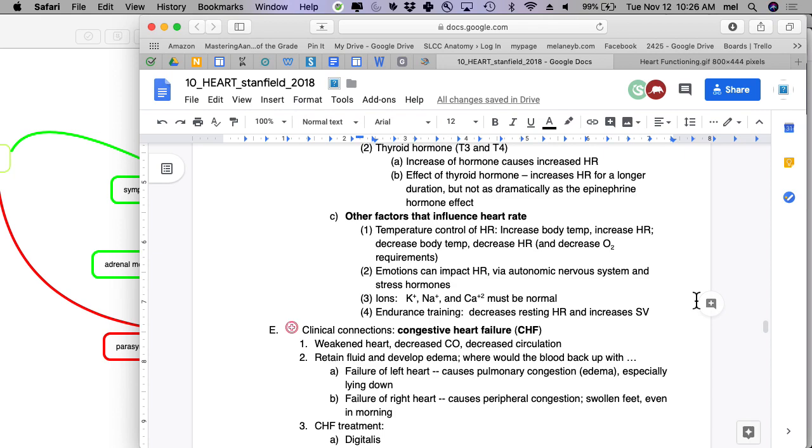Emotions can also impact heart rate, both via the autonomic nervous system and via stress hormones. So there is an emotional connection. Anxiety is going to increase your heart rate, but it's not magic.